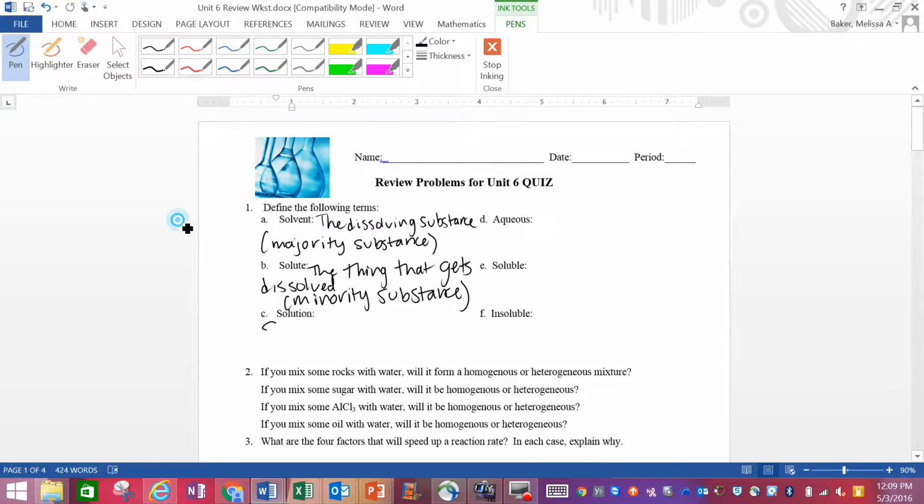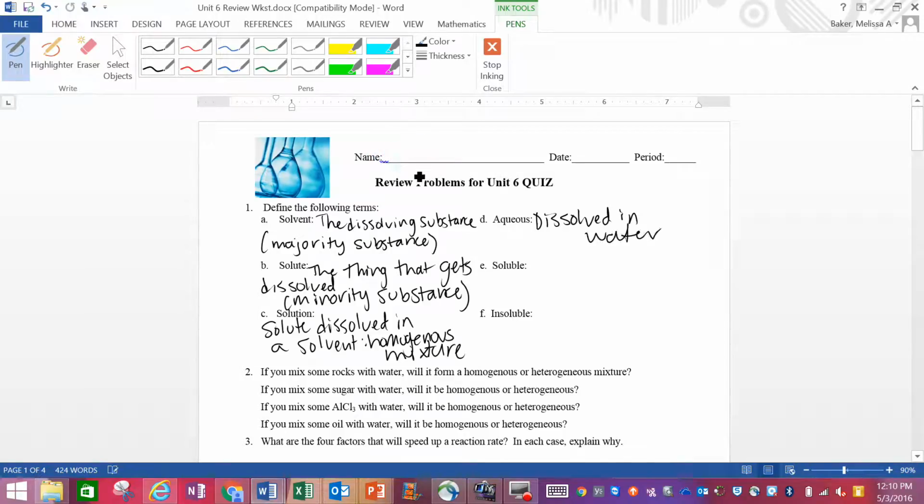And a solution is a solute dissolved in a solvent, also known as a homogeneous mixture. It's the same throughout. Aqueous means something that's dissolved in water. Something that's soluble means it dissolves. Something that is insoluble does not dissolve in a liquid.